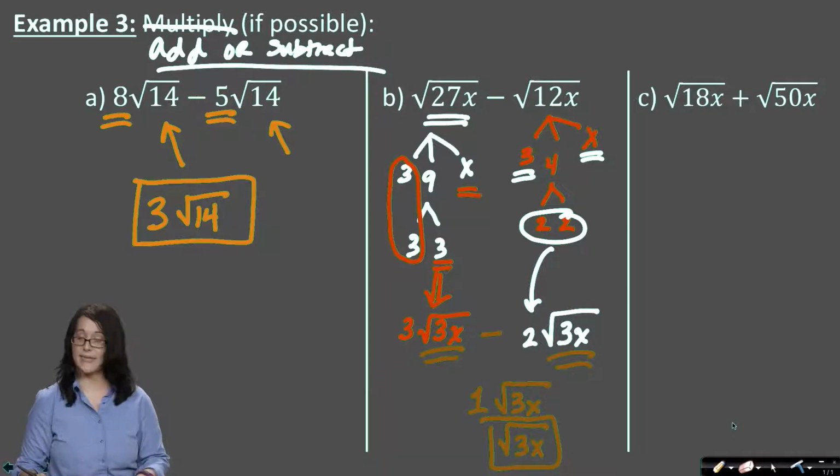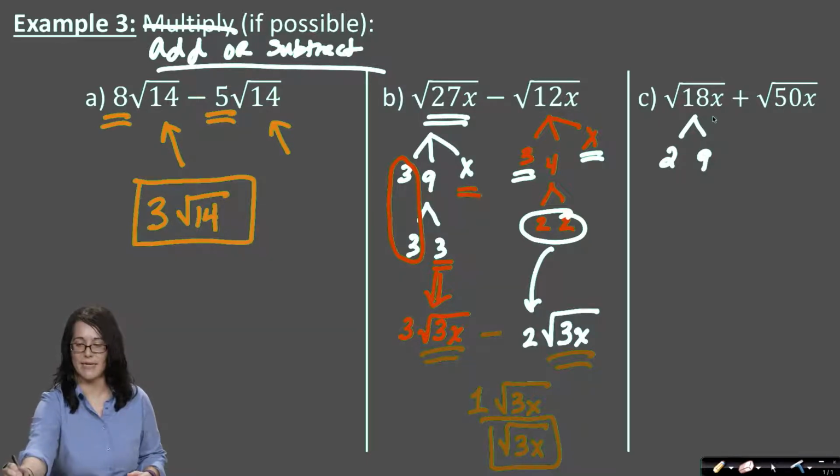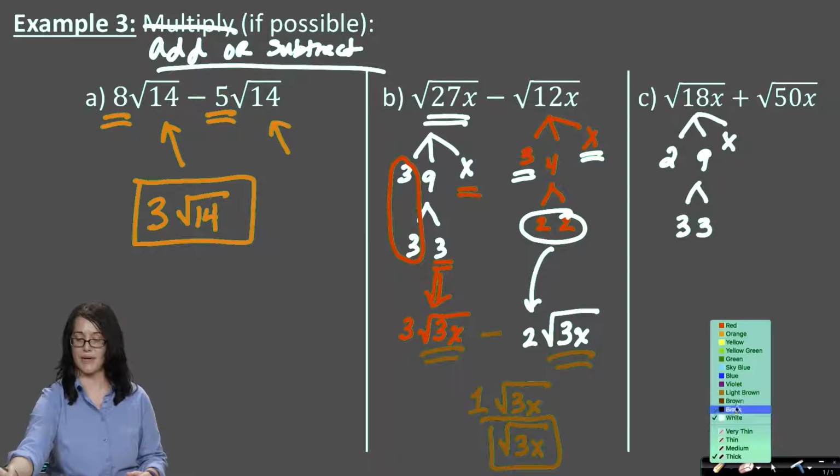All right, so in C here, we had the square root of 18x plus the square root of 50x. Did you break apart 18 into its factors? For example, you could have 2 times 9 or 3 times 6. I would probably do the 2 times 9 because I know 9 is a perfect square, but you're welcome to have done it 3 times 6. That's also fine. So if I did 2 times 9 for 18, and then we still have this x, right? 9 is a pair of 3's, and let's see what that brings us to.